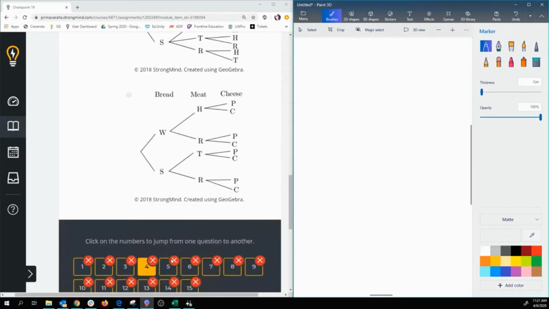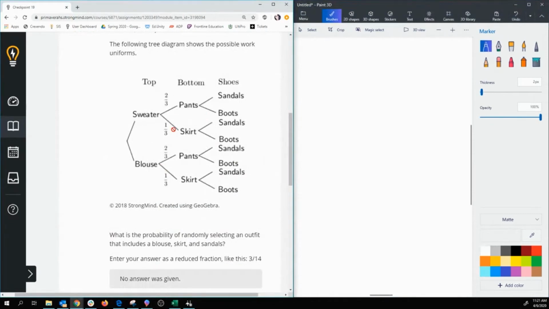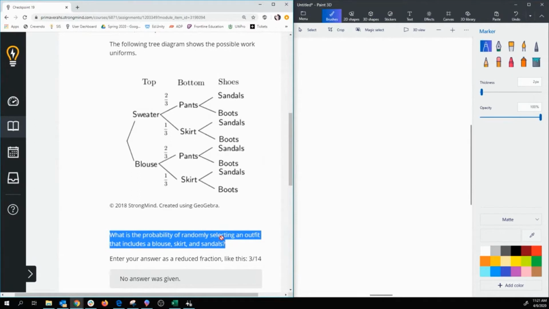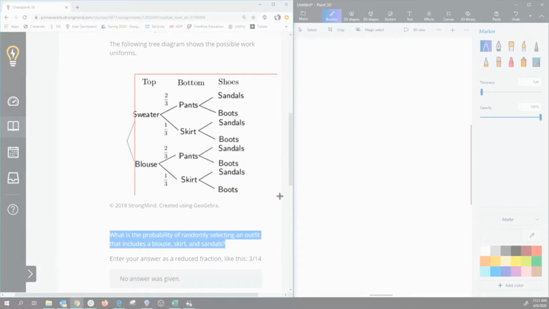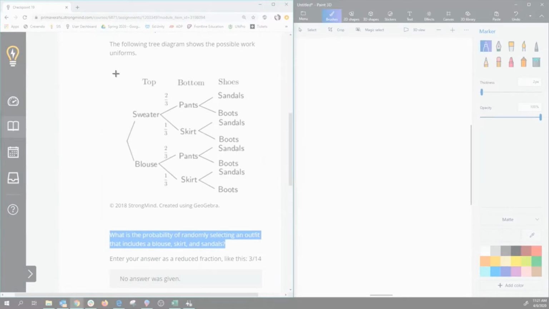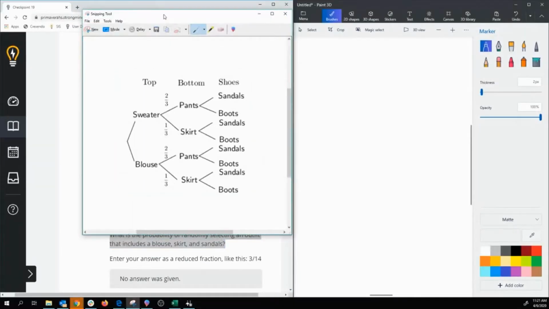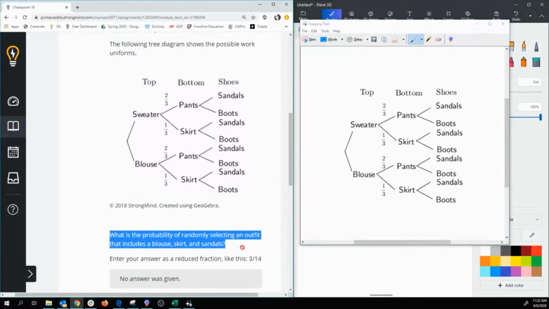Perfect. All right, next one has that sweater with a blouse, the 2/3 and 1/3 tree diagram as well, except this question is asking us probability. So we want to know what is the probability of randomly selecting an outfit that includes a blouse, skirt, and sandals. So what is the probability of selecting an outfit that includes a blouse, skirt, and sandals?